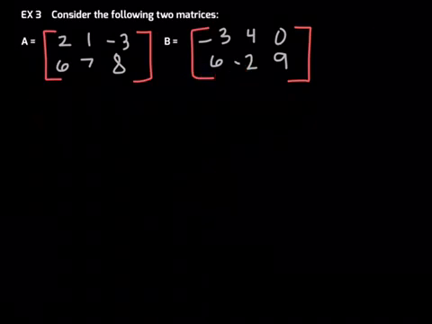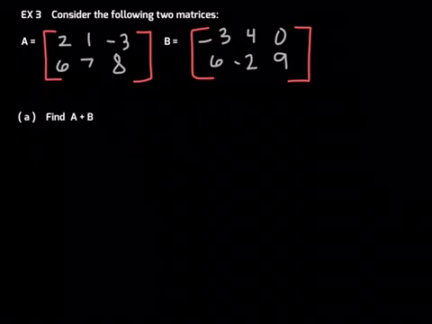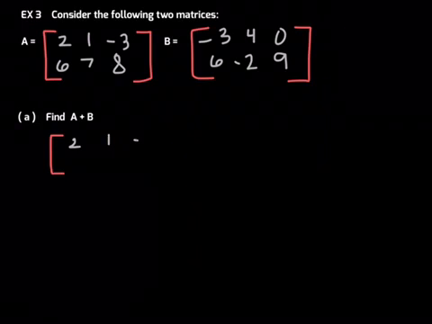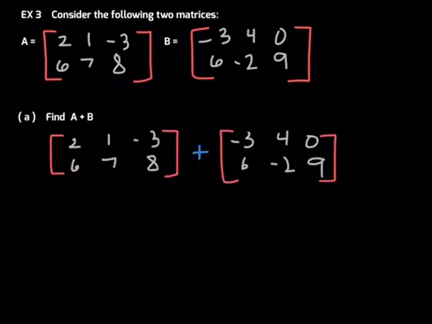What they're going to ask you to do is to operate on these two matrices. So let's look at the first set of instructions here. The first thing they want us to do is to find the sum A plus B. In other words, they want us to add our two matrices together. All right, so I hope you find this to be really straightforward. What I'm going to do is write down matrix A, which is 2, 1, -3, 6, 7, 8, and also B, and we are adding them together.